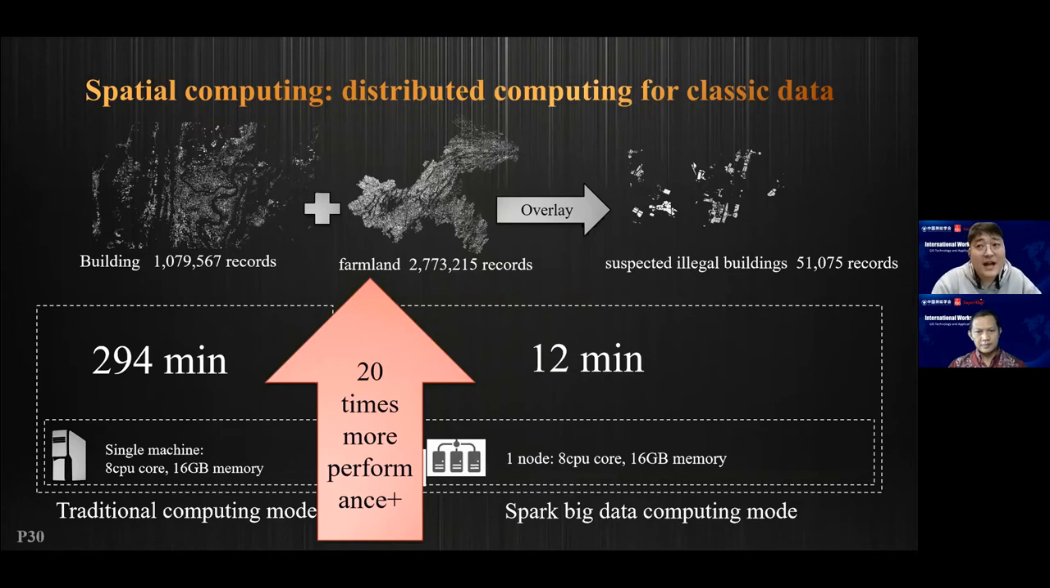Most of the GIS data can be recognized as big data or huge data, and it is suitable to use distributed computing capability, such as spatial distributed computing for the classic data. If we use the traditional way, it needs around 300 minutes. But if we use the Spark big data computing mode, it will only use 12 minutes for the same task.